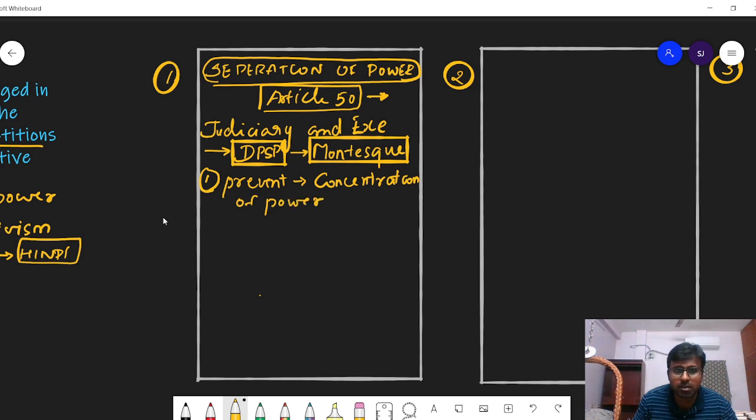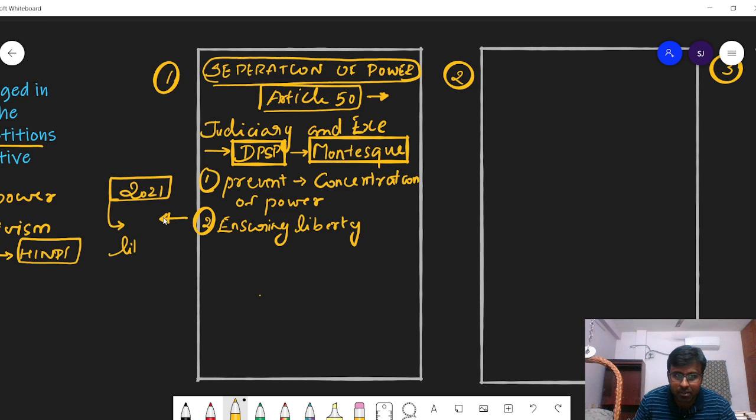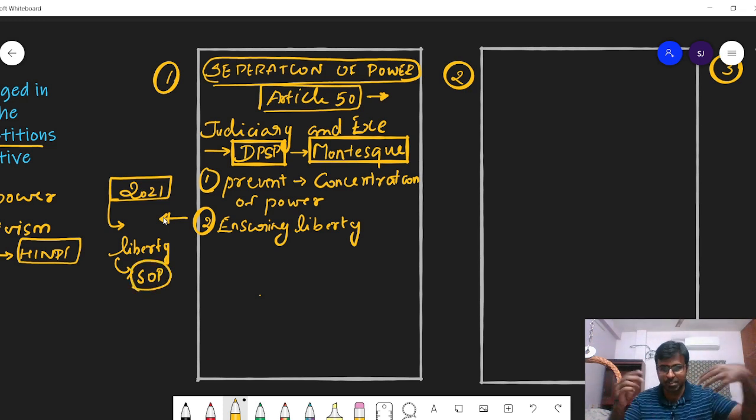See, just two points are ensuring liberty. Where did I get this liberty? Did you not see the 2021 question paper, preliminary examination? There is a topic called liberty in democracy. In that, the answer is separation of powers, SOP. See, this is the point.